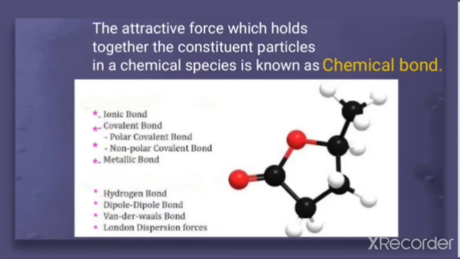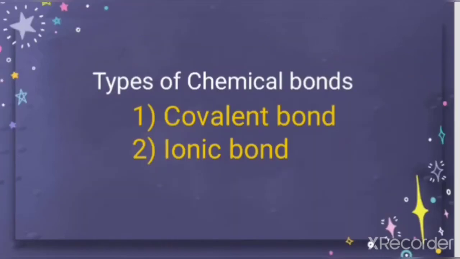So in this chapter, we are going to discuss the different chemical bonds like ionic bond, covalent bond, metallic bond, hydrogen bond, dipole-dipole bond, van der Waals bond, and London dispersion forces. This is all we will discuss. From this, the two important chemical bonds are covalent bond and ionic bond.